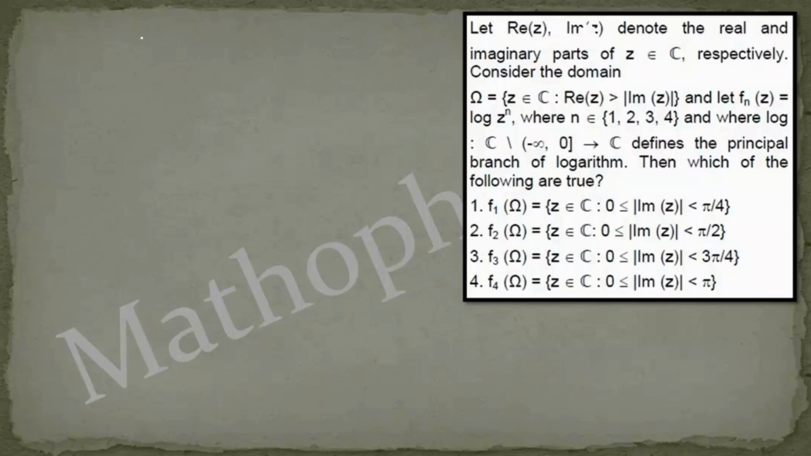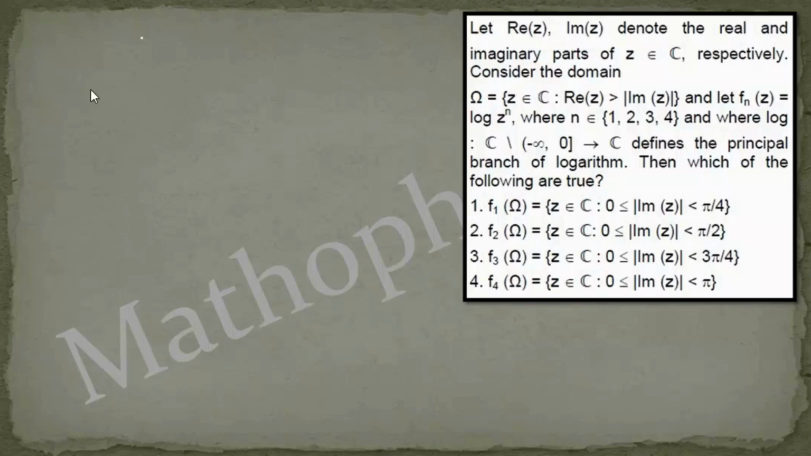Let real part of z and imaginary part of z be the real and imaginary parts of z, and consider the domain omega equal to z belongs to C such that real part is greater than modulus of imaginary part, and let f_n of z be equal to (log z) power n, where n is 1, 2, 3 and 4, and log is defined as the principal branch of logarithm. Which of the following are true? They have asked about the set of values of f1 of omega, f2 of omega in the options.